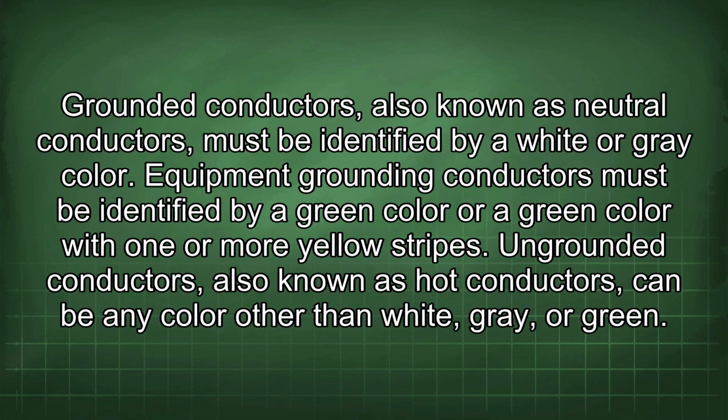Grounded conductors, also known as neutral conductors, must be identified by a white or gray color. Equipment grounding conductors must be identified by a green color or a green color with one or more yellow stripes. Ungrounded conductors, also known as hot conductors, can be any color other than white, gray, or green.